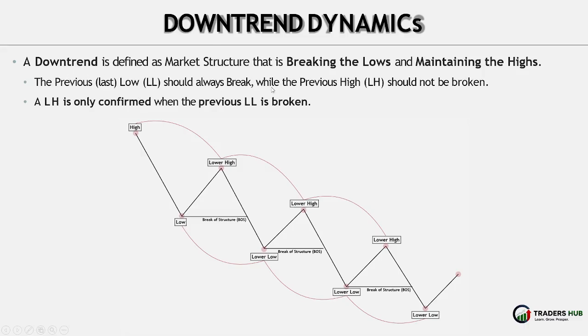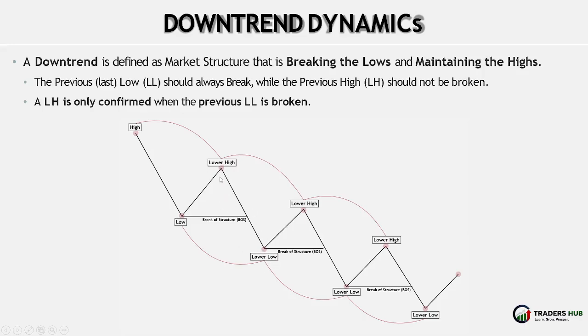A downtrend is defined as a market structure that is breaking the lows and maintaining the highs. The previous low, or lower low, should always be broken, while the previous high, in brackets lower high, should not be broken. A lower high is only confirmed when the previous lower low is broken. And a downtrend should always be breaking lower lows.